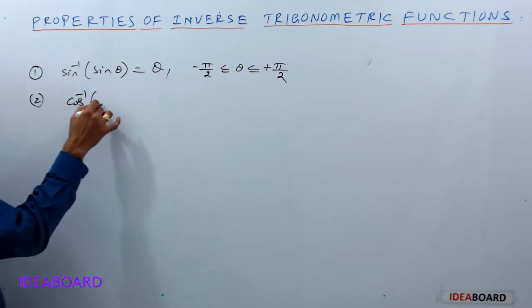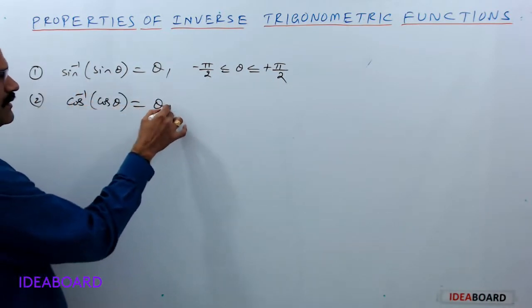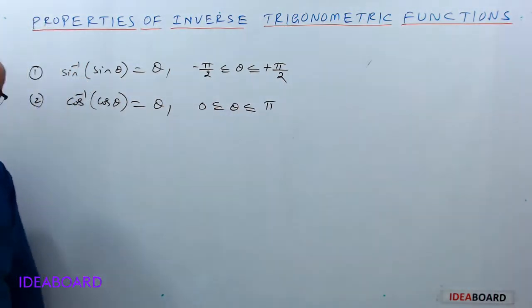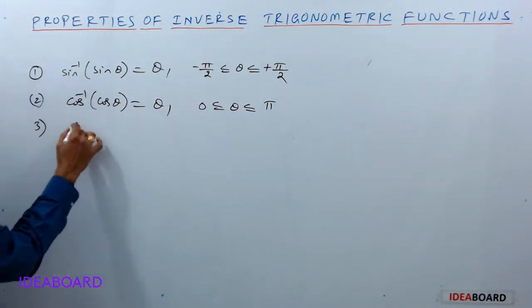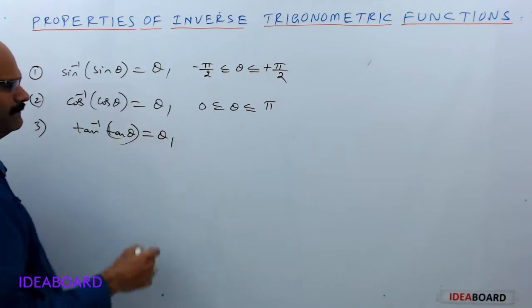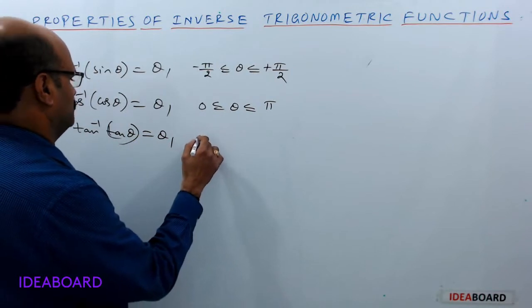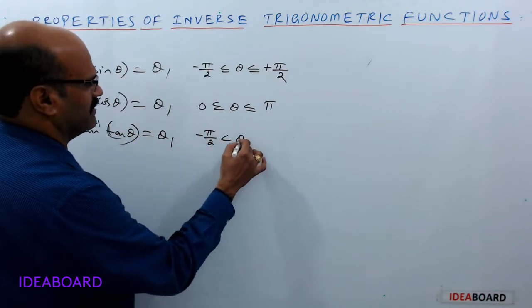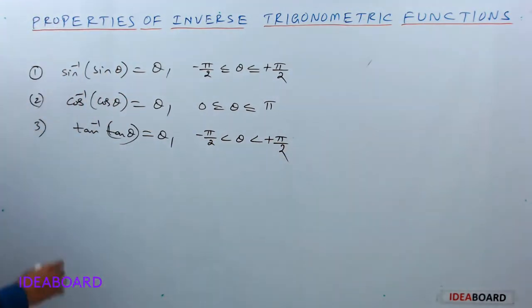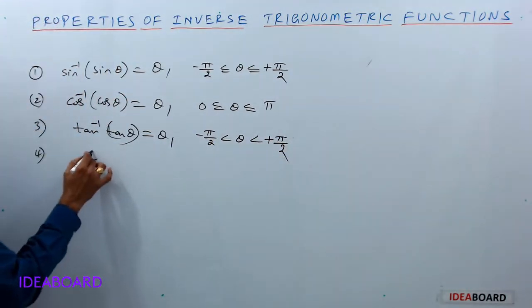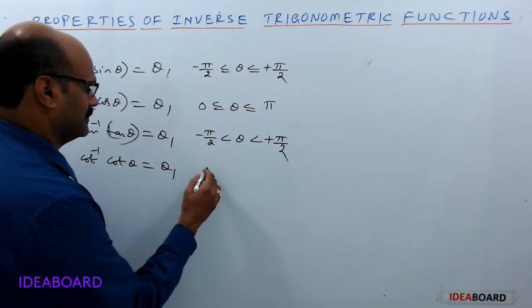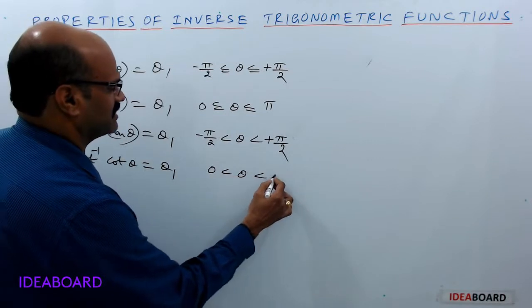Cos inverse of cos theta equal to theta, where 0 less than or equal to theta less than or equal to pi. Tan inverse of tan theta equal to theta, where minus pi by 2 less than theta less than plus pi by 2. Cot inverse of cot theta equal to theta, where 0 less than theta less than pi.